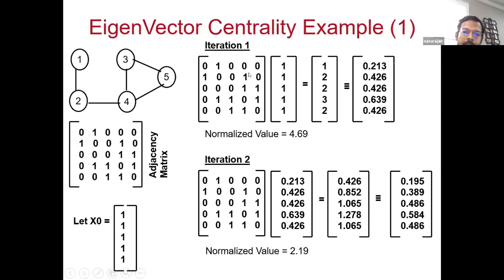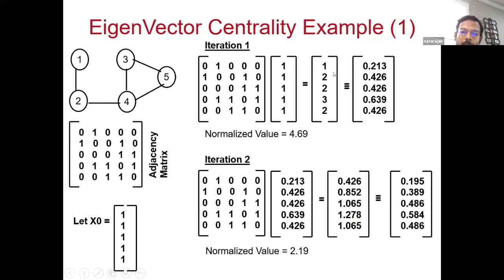And then for this entry, the second row, first column, multiply the entries here, second row with this column. Add up all the intermediate product values you're getting, and that will be our product vector. Not unit vector anymore, it's just a product vector. Now, what we'll do is compute what is called the normalized value of this product vector.